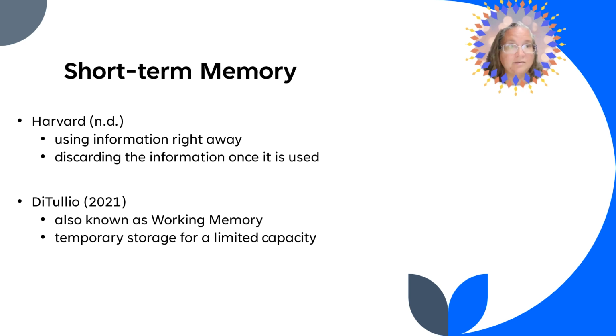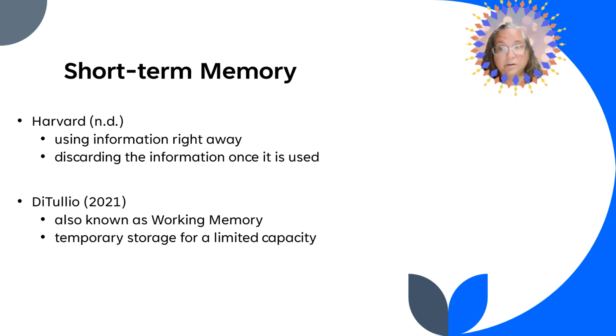Short-term memory is information, according to Harvard, that we use right away. And once we've used it, it's usually gone. So here's an example. Say I'm driving a car and I go to make a left turn. I look left, I look right, and see that no cars are coming, and I go. Automatically, my mind forgets that there are no cars coming, and I just keep going, because it's kind of useless information.